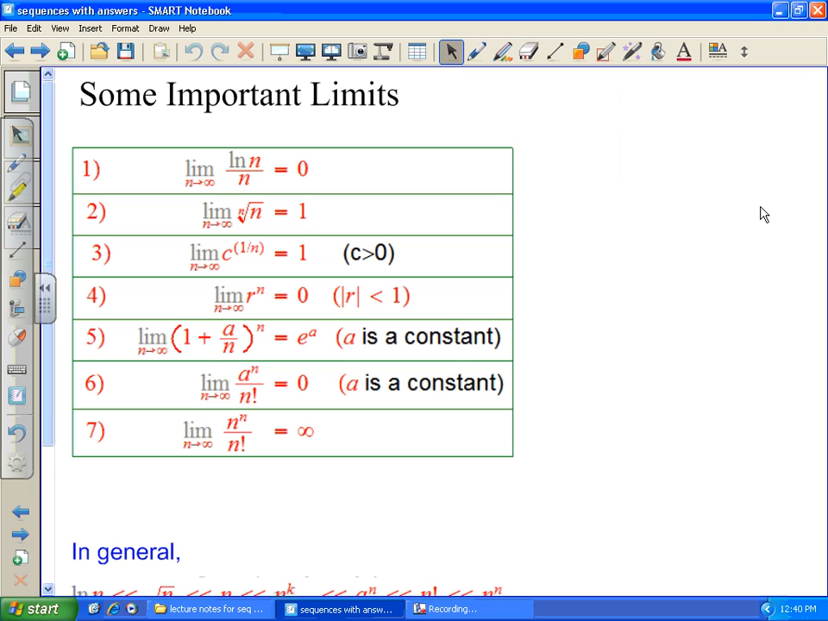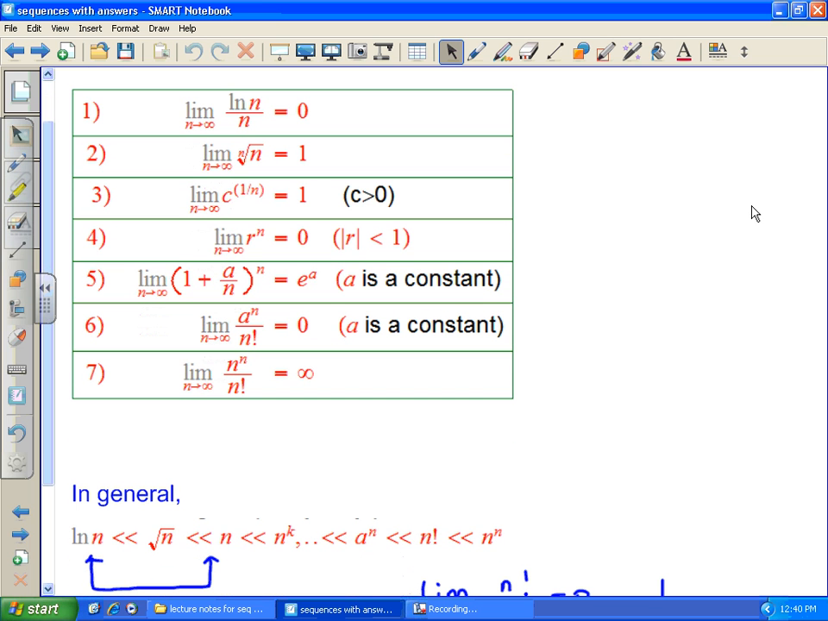So let's quickly go over a little bit about what we did last time. We started talking about infinite sequences. We had this list of important limits. And we also had a very important inequality that we looked at last time. And I use these double less than signs to represent something grows much smaller than something else. For example, ln n grows much smaller than root n.